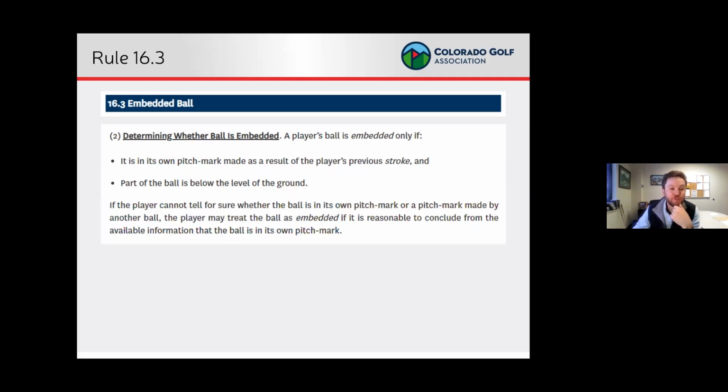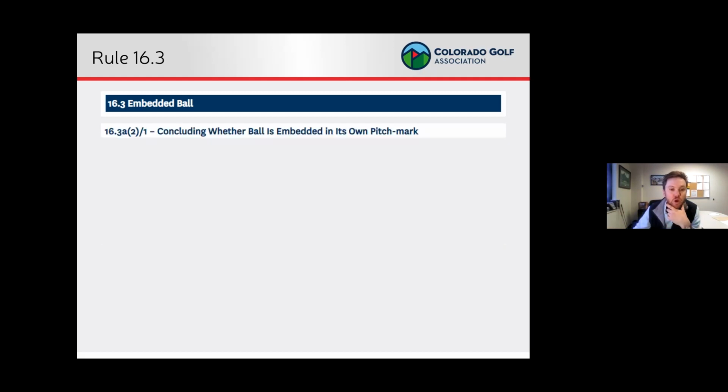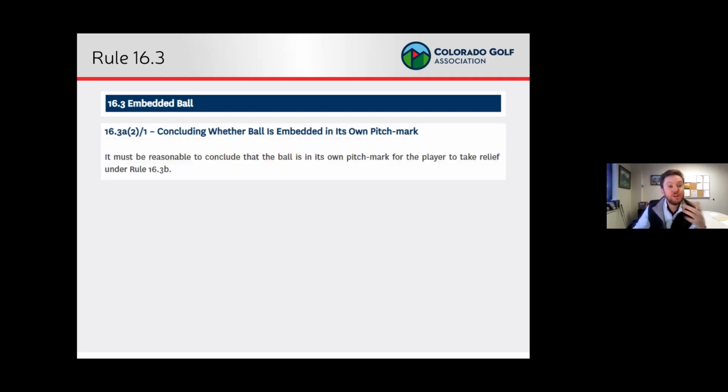And if a player cannot tell for sure whether the ball is in its own pitch mark or a pitch mark made by another ball, the player may treat the ball as embedded if it is reasonable to conclude from the available information that the ball is in its own pitch mark. It's hard to determine, but there's a good interpretation, 16.3b/1, concluding whether a ball is embedded in its own pitch mark. It must be reasonable to conclude that the ball is in its own pitch mark for the player to take relief under Rule 16.3b. So we have to know more than likely that this is its own pitch mark. That's a stipulation of taking relief.